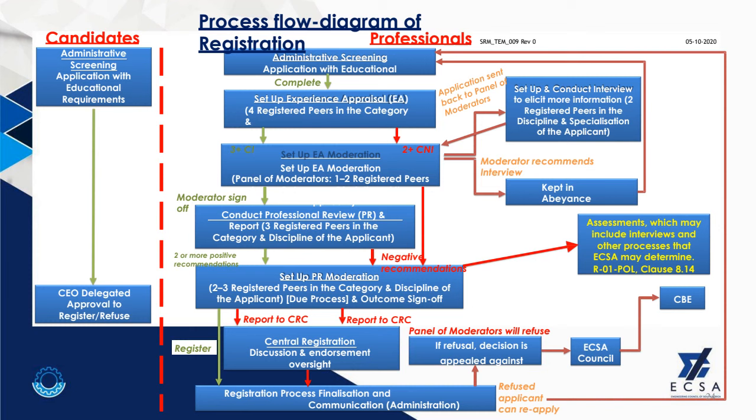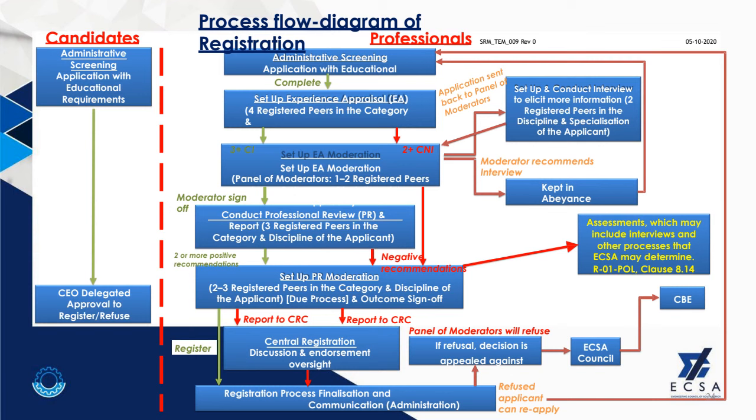So then ECSA will appoint a moderator. A moderator is an experienced assessor who will also do an assessment and check the four outcomes that were done by those four assessors. Once that is done and approved, in an ideal situation, the moderator will also recommend, supporting the recommendation of the four assessors. Now, the moderator in the older process is the arbiter, is the one who makes the decision. And then it will go to the next level of professional review.